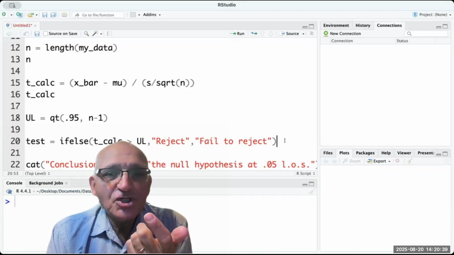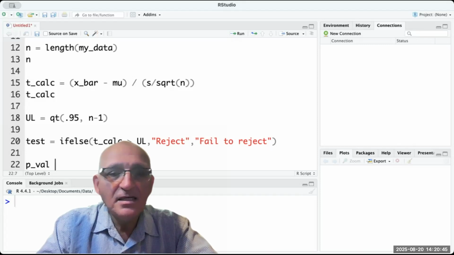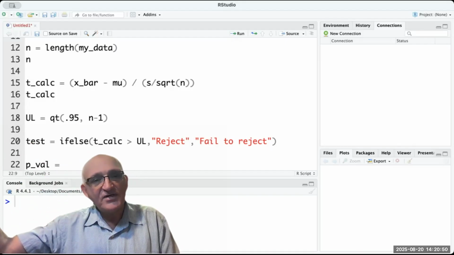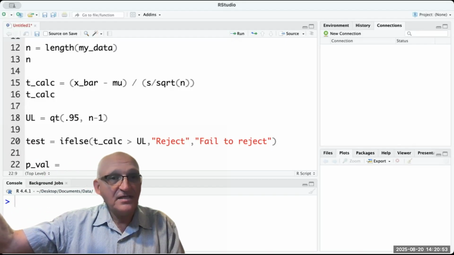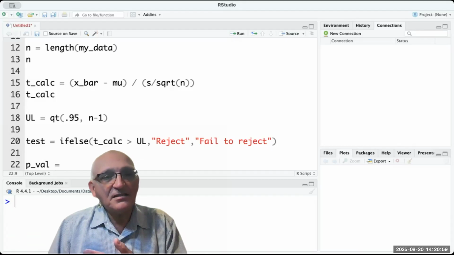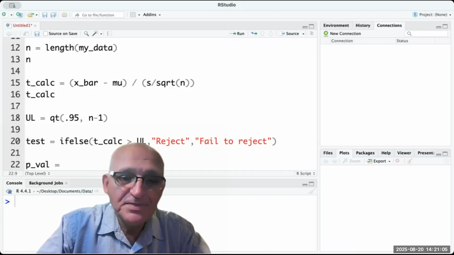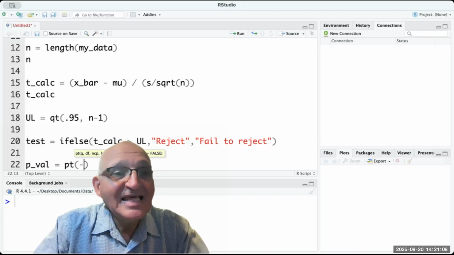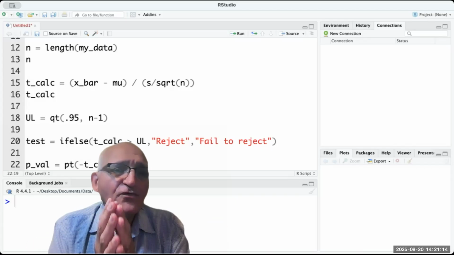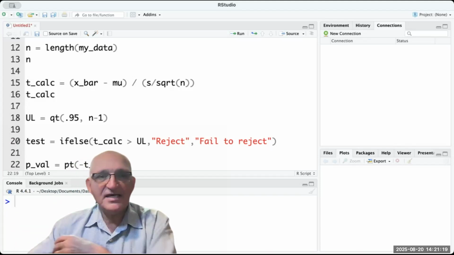Maybe the only thing I didn't show is the p-value, right? Sometimes you may need the p-value, so you can say p-val equals. I want to find anything above my t-calc, right? The area to the right of t-calc is the p-value. But here, if I want to use cumulative, then I would say p-value equals pt of negative t-calc. Of course, the t-calc would be positive, right? Because I'm checking if it's greater than something.